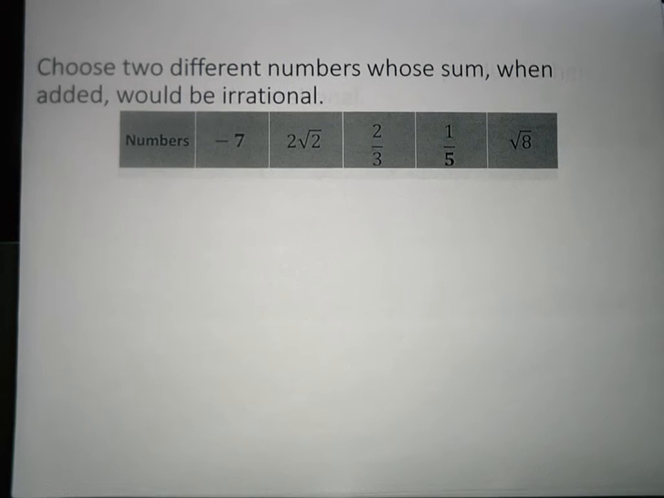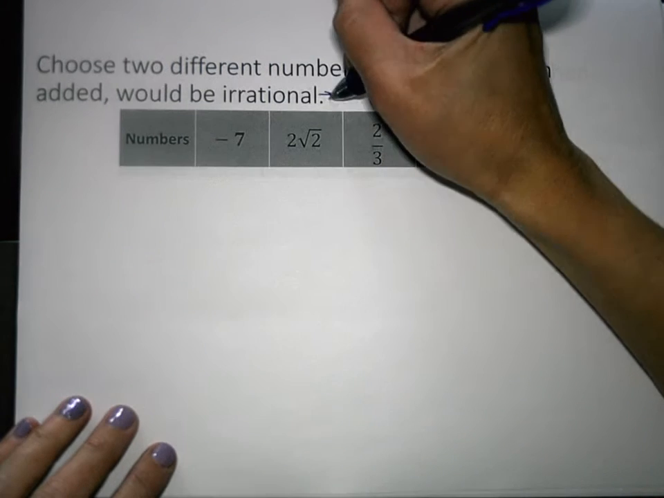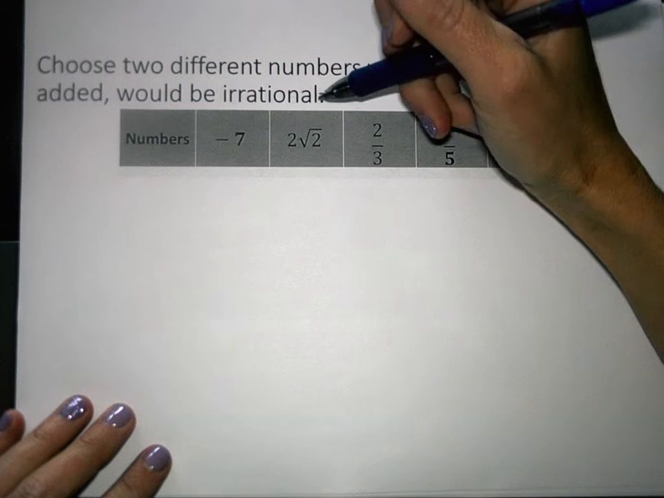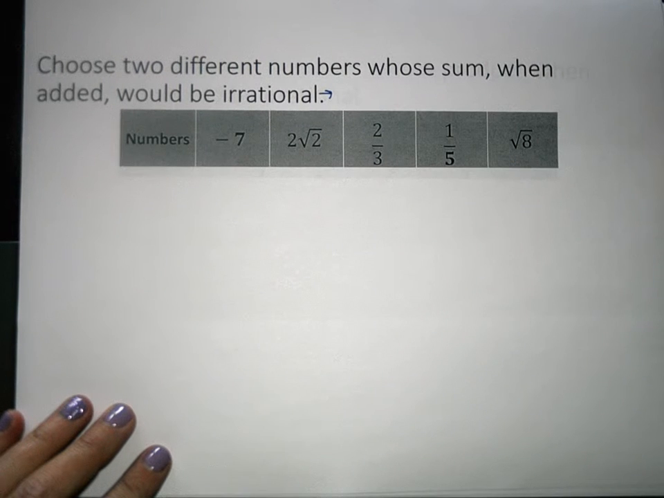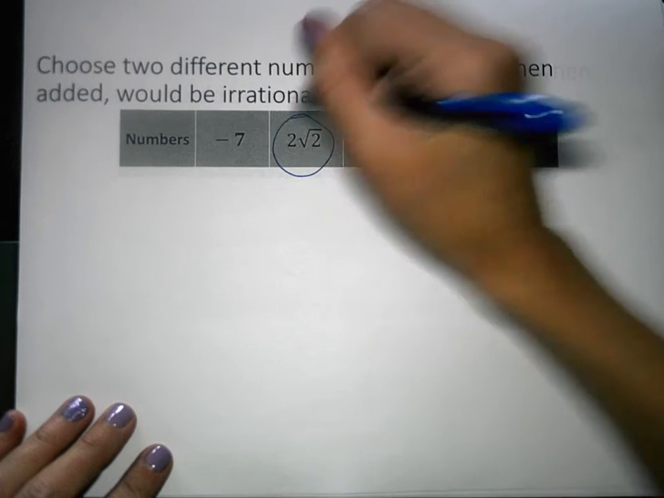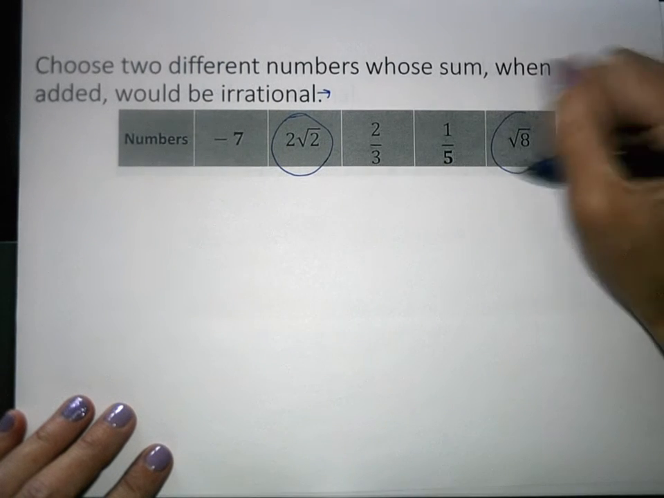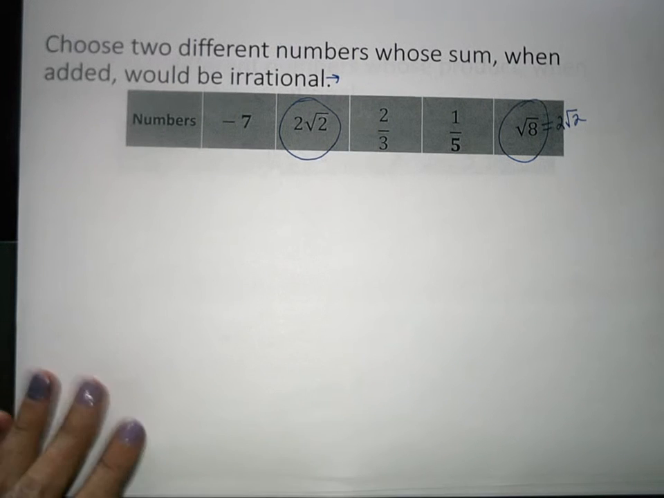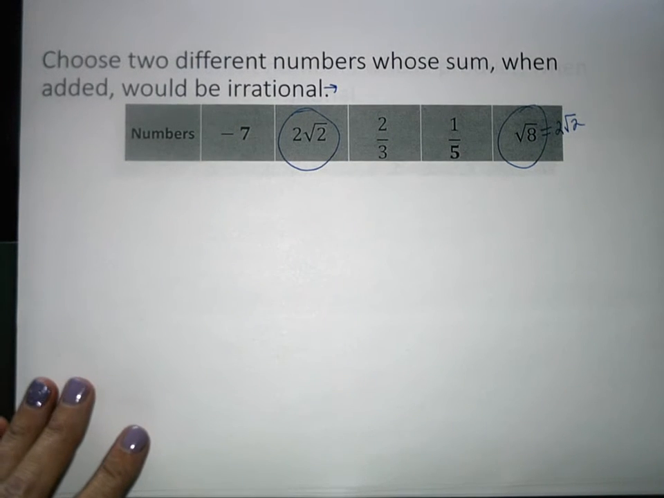So we're going to start doing some examples. This first one says, choose 2 different numbers whose sum when added would be irrational. So what does irrational mean? Irrational means that it can't be written as a fraction, okay? You would end up having a decimal that doesn't repeat and that kind of stuff. So since we want it to be irrational, I need either 2 root 2 or root 8, because even if you simplify this, it will be 2 root 2. You would need to have one of these with your answer.